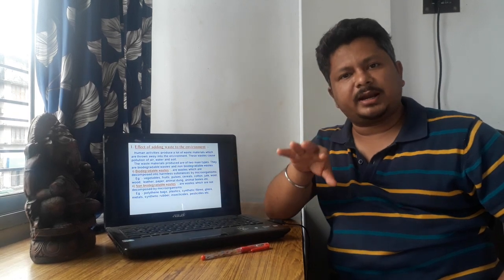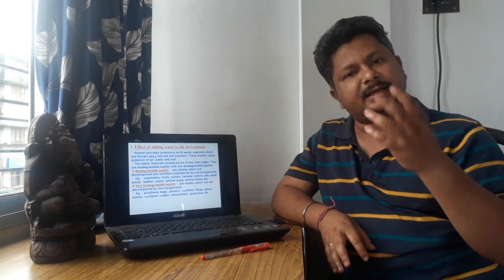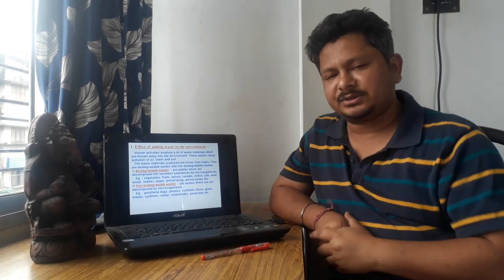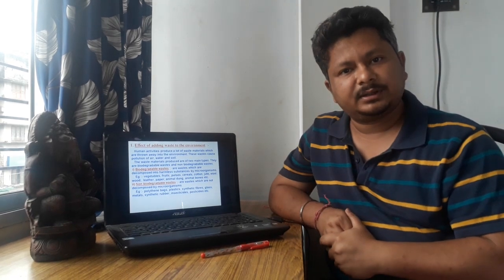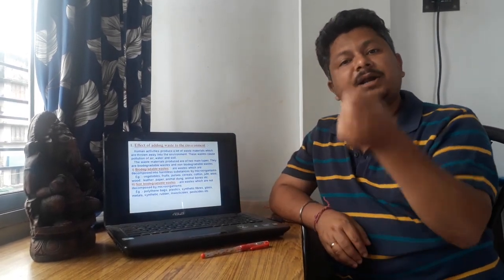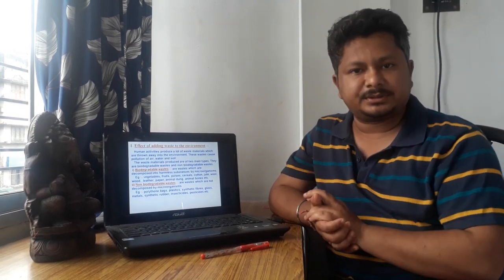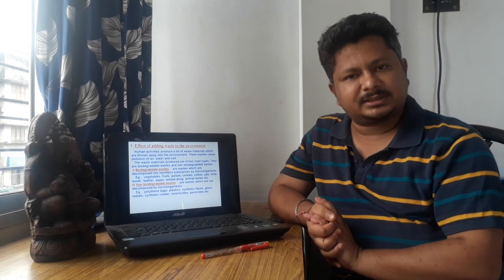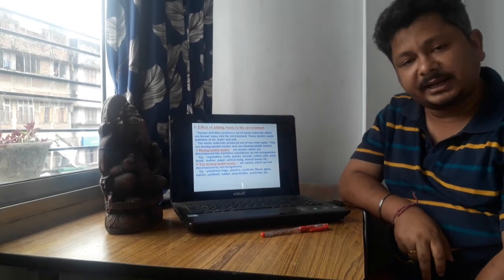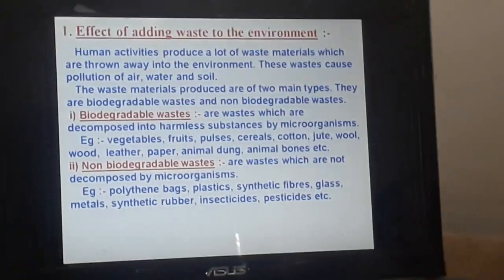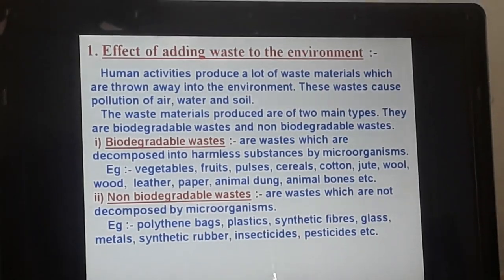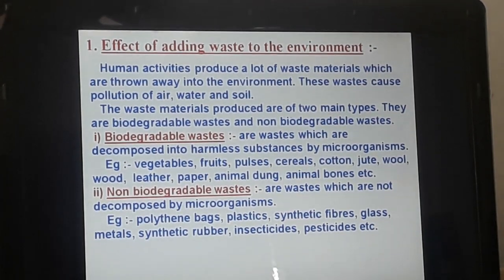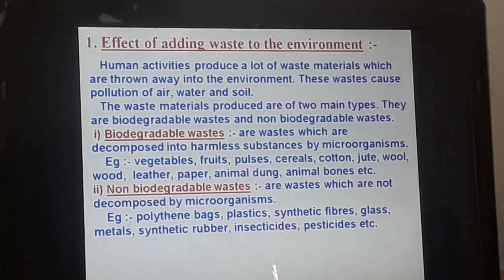We have another category of waste called non-biodegradable waste, like polythene. If you take the example of polythene, it does not get mixed up with the soil, it does not get mixed up with the environment. Rather, it causes pollution. So non-biodegradable wastes are those wastes which are not decomposed into simple form by microorganisms. You can see the examples: plastic, rubber, polythene, glass, metals, pesticides, insecticides. They are all chemical substances which do not get converted into simple form by microorganisms. So those come under the category of non-biodegradable waste.